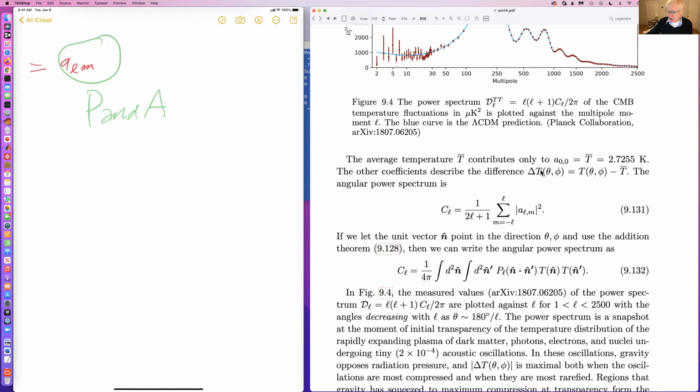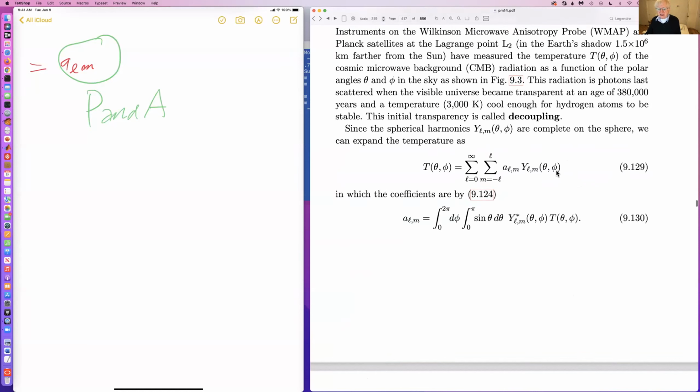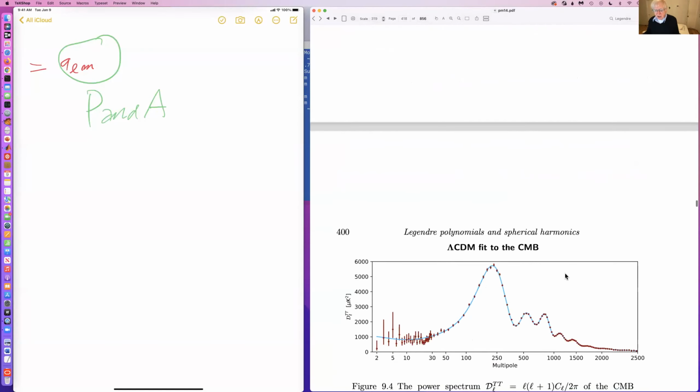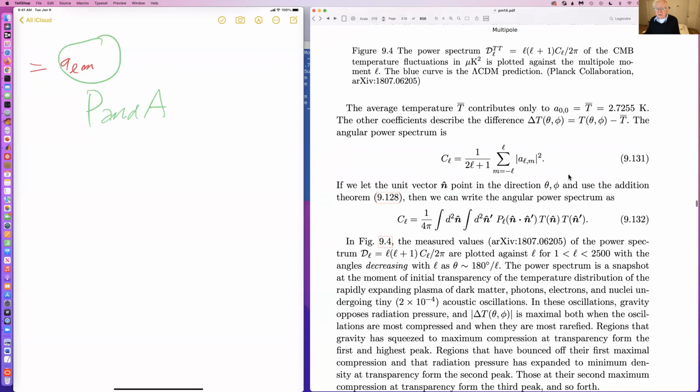The average temperature only contributes to A00. Remember, these A's are the coefficients of the temperature distribution. If you sum over M the squares of the A_LM, divide by 2L plus 1, you get something the CMB people called C sub L. And the only C sub L that the average temperature contributes to is C0.